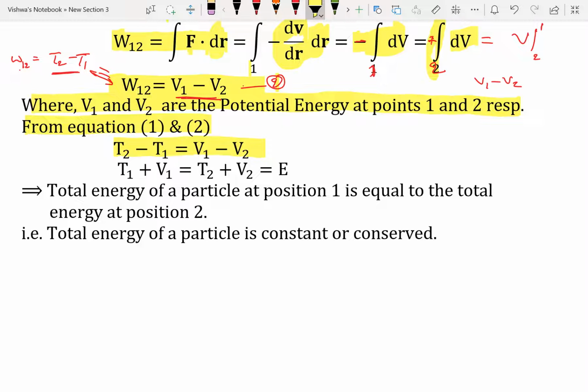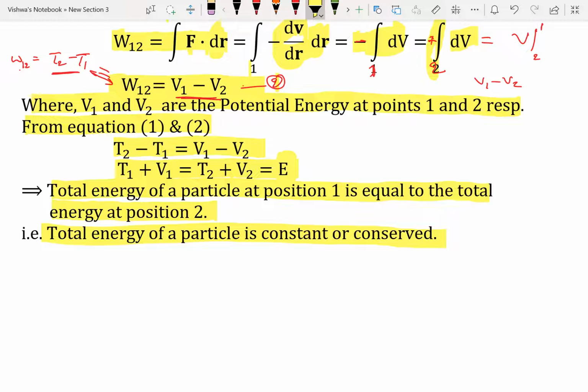Rearrange this equation, then T1 plus V1 equals T2 plus V2, which is equal to E. What is T1 plus V1? That is the sum of kinetic energy and potential energy at position 1, which is equal to the kinetic energy at position 2 plus potential energy at position 2, and we call it the total energy. This total energy is constant. So we can say that the total energy of the particle at position 1 is equal to the total energy of the particle at position 2. So the total energy of the particle is constant, that is, it is conserved. So this is the law of conservation of energy theorem.